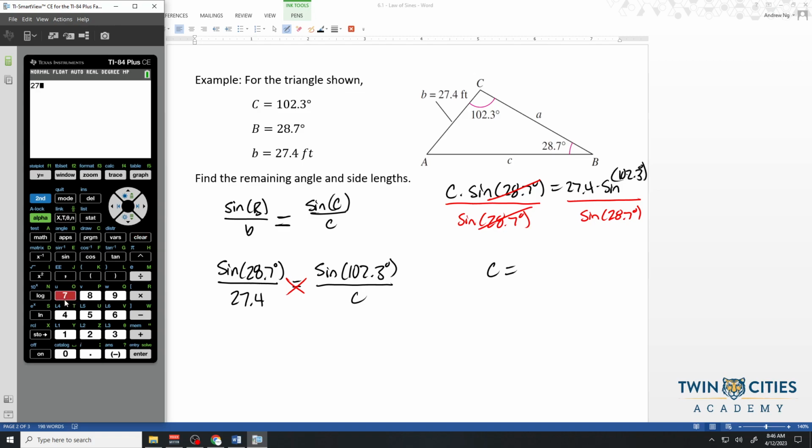Okay, so once we're in degrees, let's go ahead and plug in what we have over here. This is 27.4 times the sine of 102.3. Okay, so that's 26.771 roughly. And we're going to divide that by the sine of 28.7. Okay, so I find that c is roughly 55.747. We can call that 55.75.